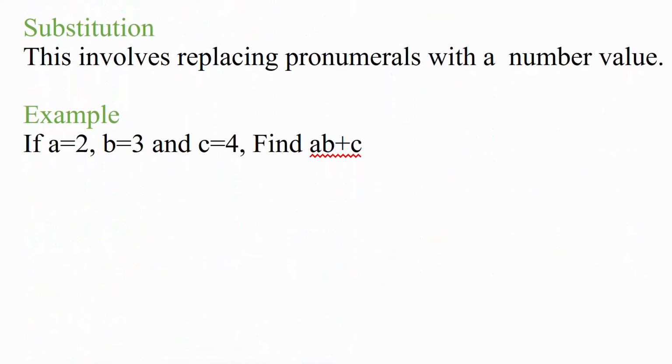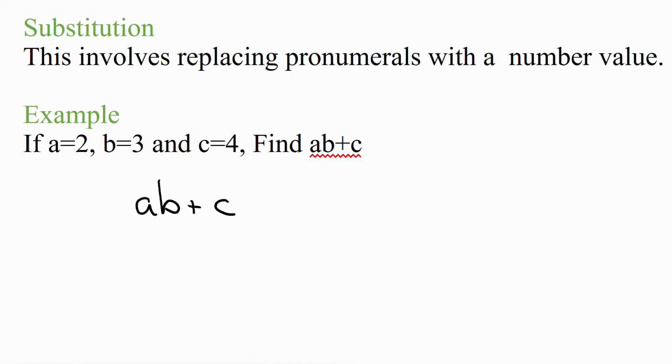The next one we're going to look at is what we call substitution. Now this is very important because this is a key to algebraic expressions and equations later on. This involves replacing those pronumerals or letters with a number value that we've been told. So here we have an example. We're told that a equals 2, b equals 3, and c equals 4. And we need to find what ab plus c is. All right? So we need to find ab plus c. All you need to do is replace those pronumerals with their number values.